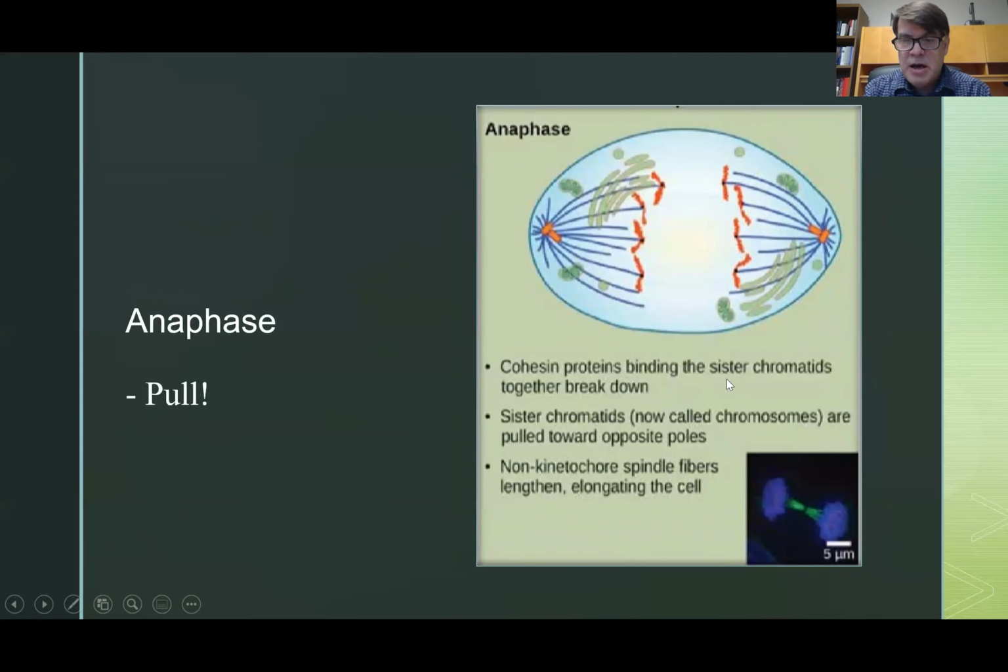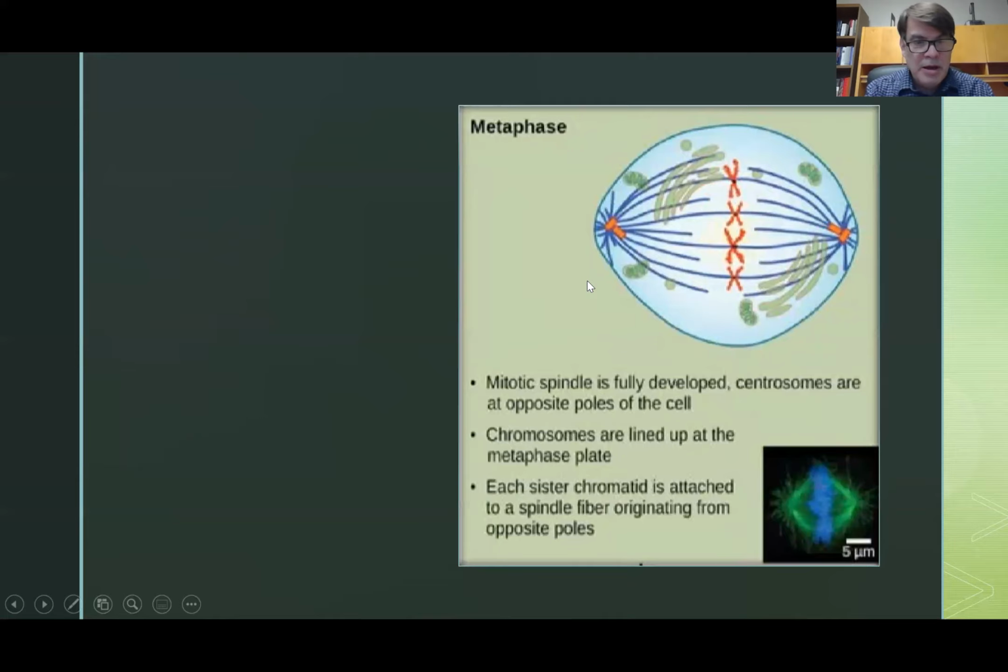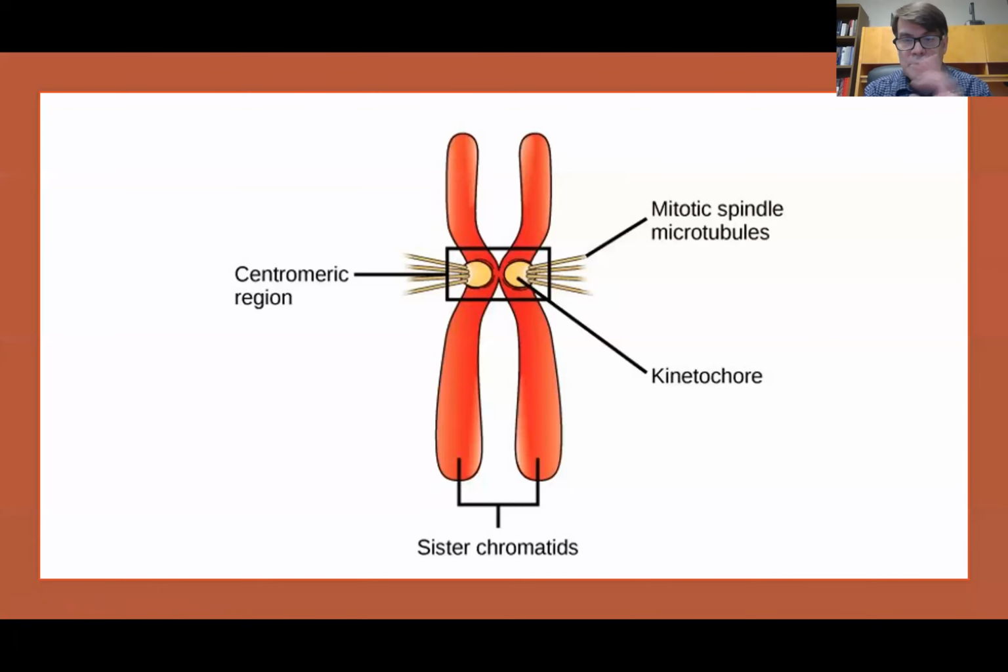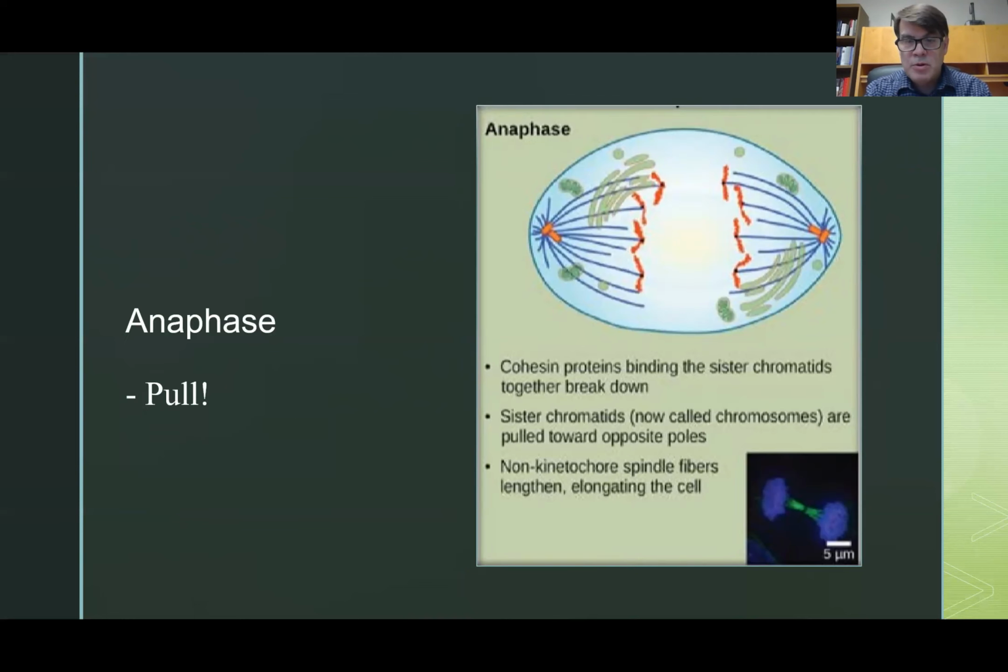The cohesion proteins break down. Remember, the cohesion was holding the chromatids together. It breaks down, and now these sister chromatids, which are identical, are pulled toward opposite poles. The non-kinetochore spindles, the polar microtubules, begin to lengthen the cell in the middle. So anaphase: pull, pull, pull.